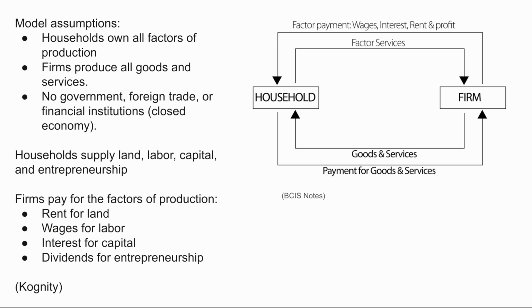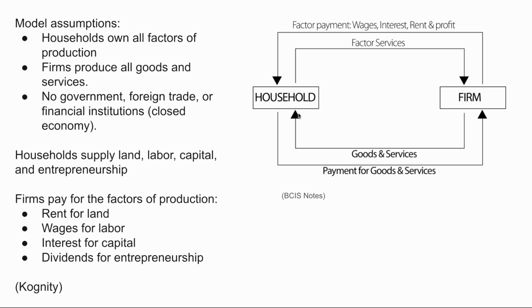So households, again, this is crucial, supply land, labor, capital, and entrepreneurship, which are the factors of production. These firms then pay for the factors of production with rent through land, wages through labor, interest from capital, and dividends from entrepreneurship. So let's follow along with this closed economy model, and you guys should be able to recreate this model when given to you on a test or an assignment.